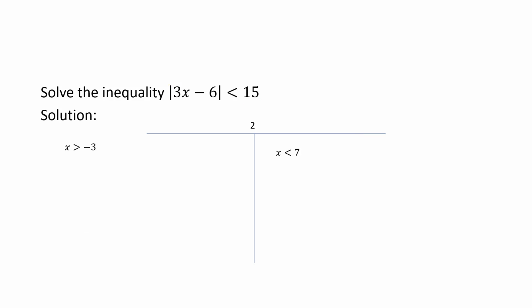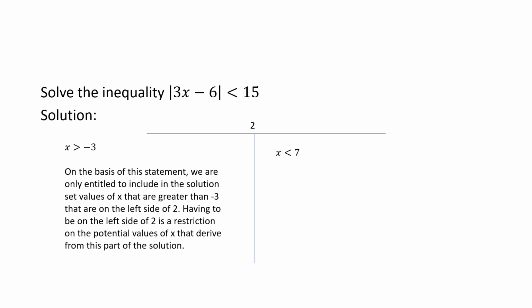So what we now do is, on the basis of the statement x greater than negative 3 to the left of 2, we're only going to include values of x greater than negative 3 that are on the left side of 2, because that x less than 2 is a restriction for that entire part. This entire part of the solution has the restriction on it that x must be less than 2.